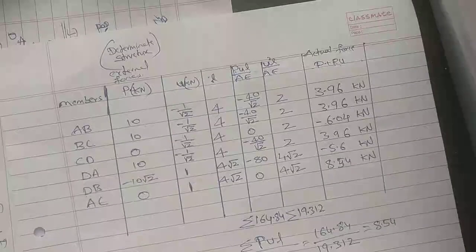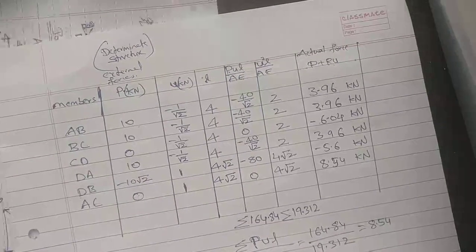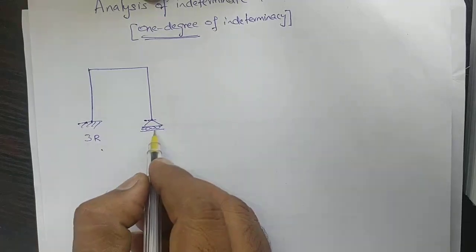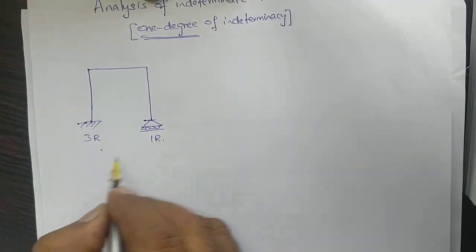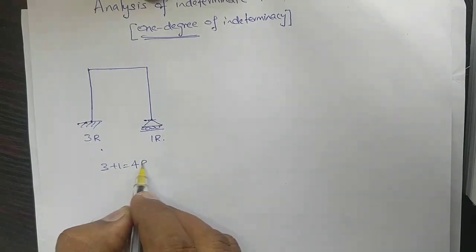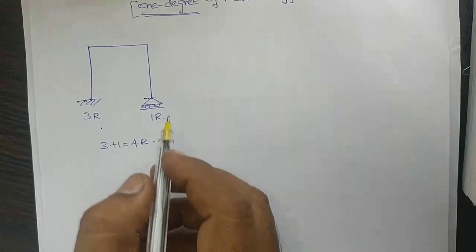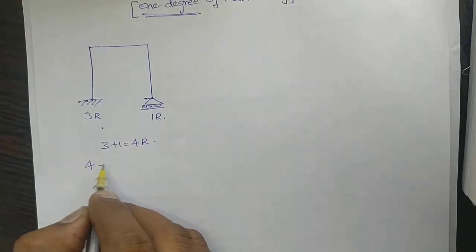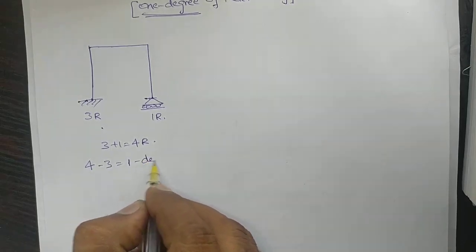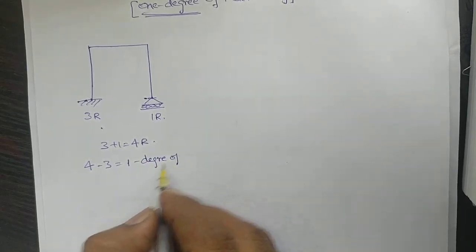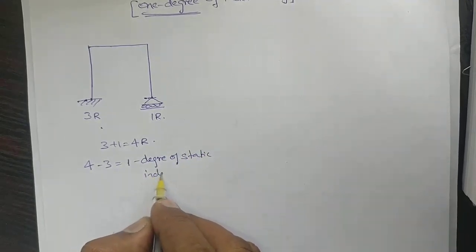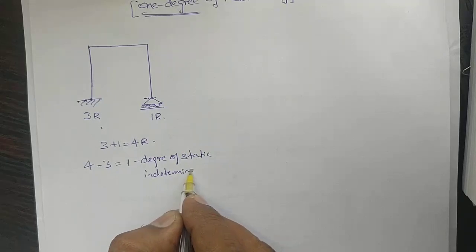Castigliano's second theorem is used for indeterminate structures. Let's see, here we are having 3 reactions, and for the roller support 1 reaction. In total we are having 3 plus 1 equal to 4 reactions, and we are having 3 equations. 4 minus 3 is equal to 1, the degree of static indeterminacy.